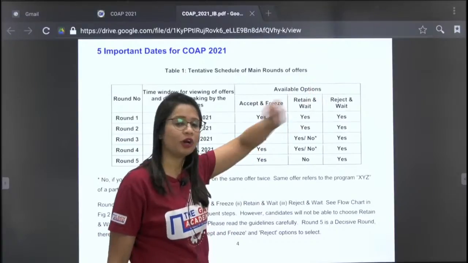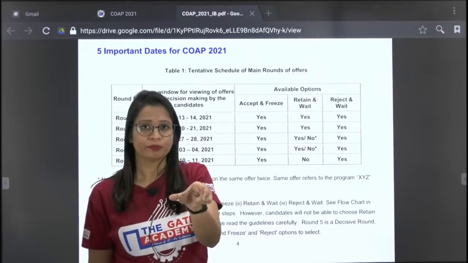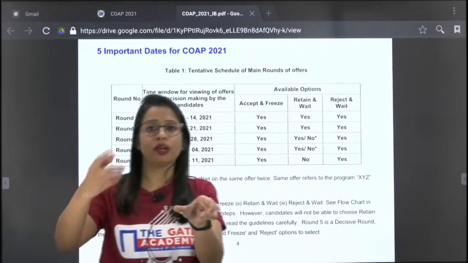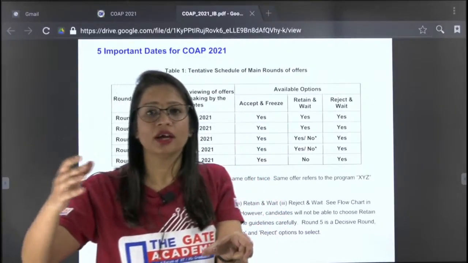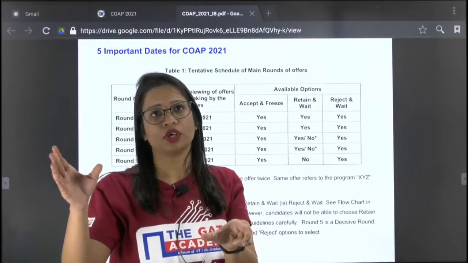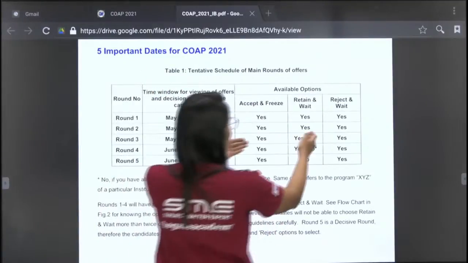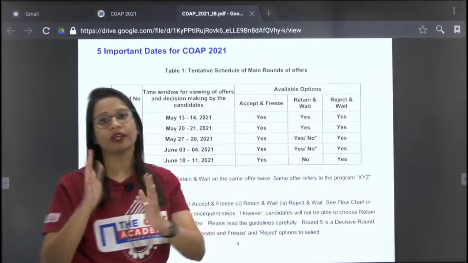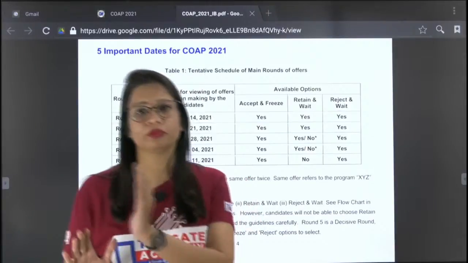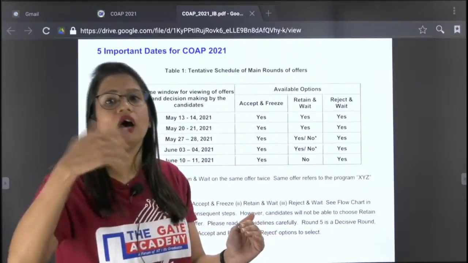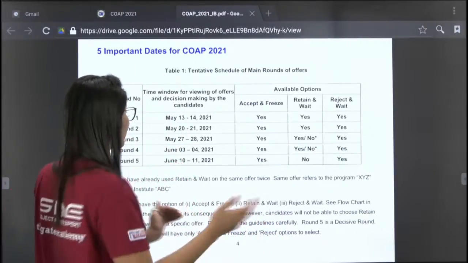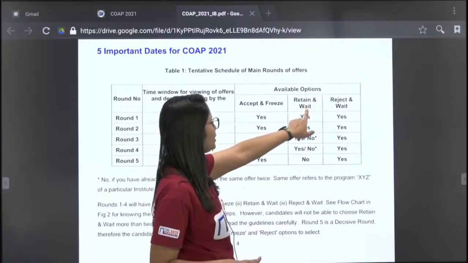It means that you are not losing that particular offer, but you are available for the other, higher preferred choices, whatever higher preferences you will be giving. So in the second round you will be considered for the upgradation. Retain and wait means that you are accepting this offer, but you are available for the upgradation too. So I guess that's clear. So that is retain and wait.